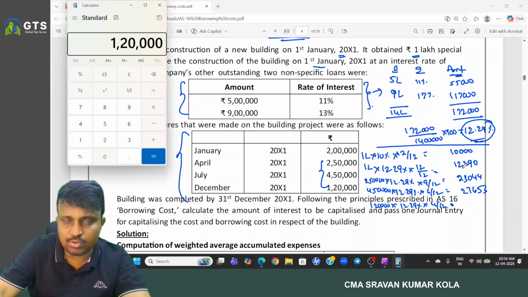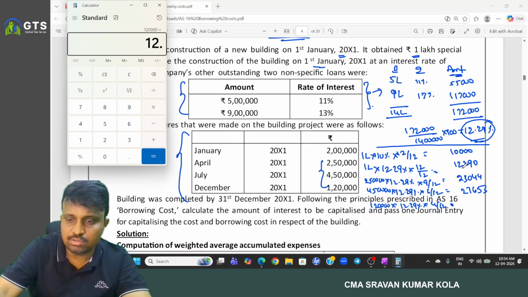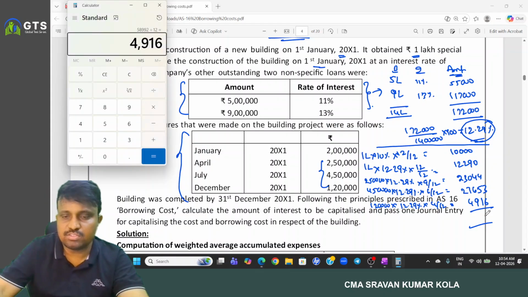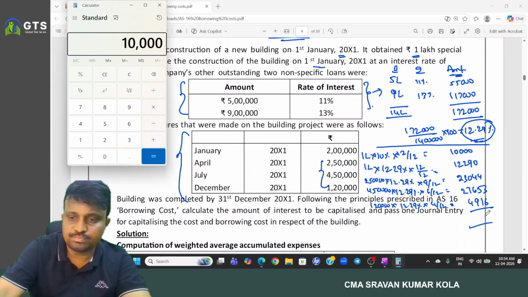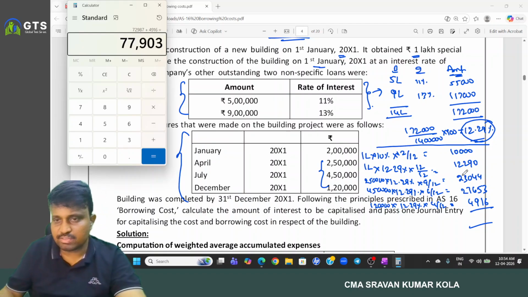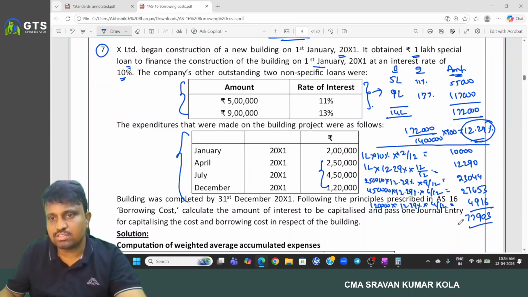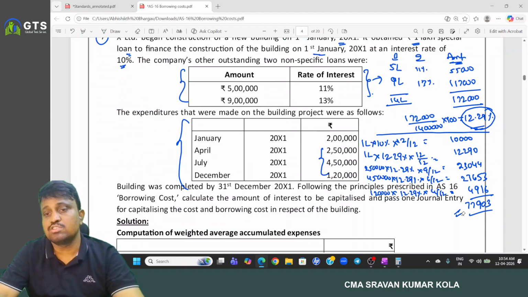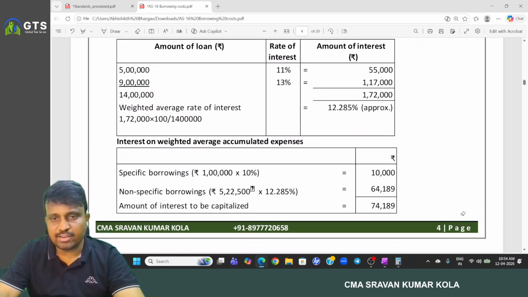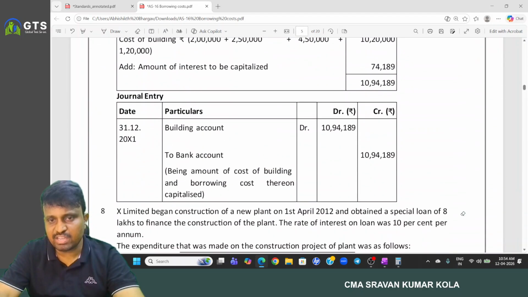And 1,20,000 into 12.29% into 4 by 12, 4,916. The total is 10,000 plus 12,290 plus 23,044 plus 27,653 plus 4,960, which is 77,903. This is the amount of borrowing cost to be capitalized.